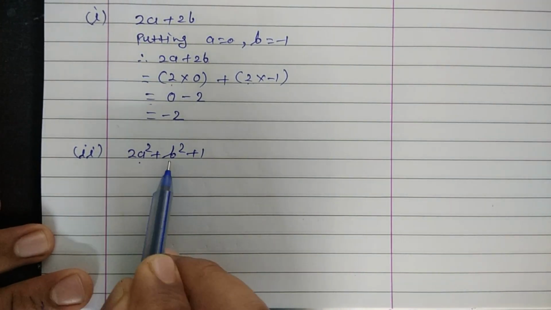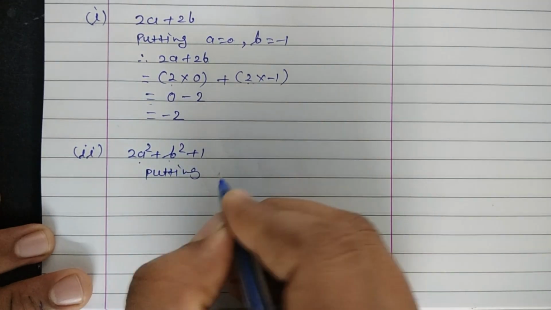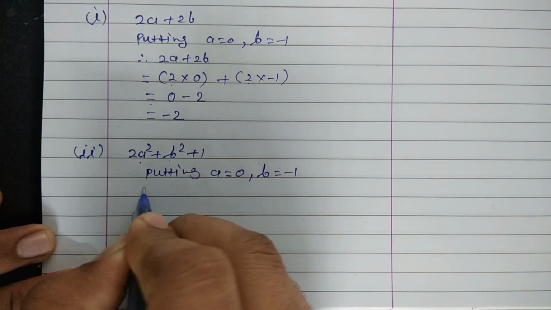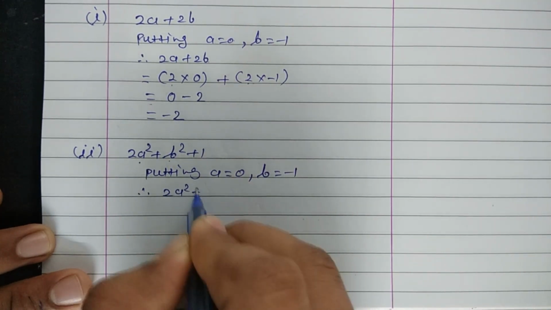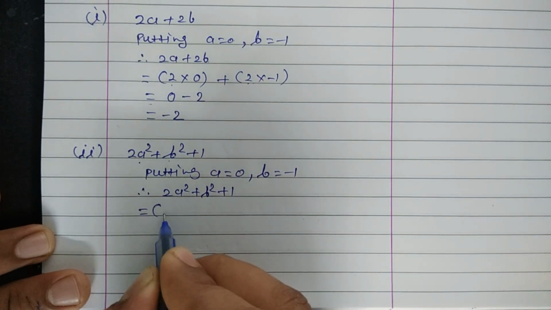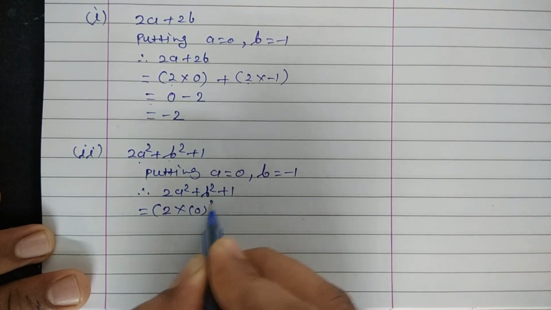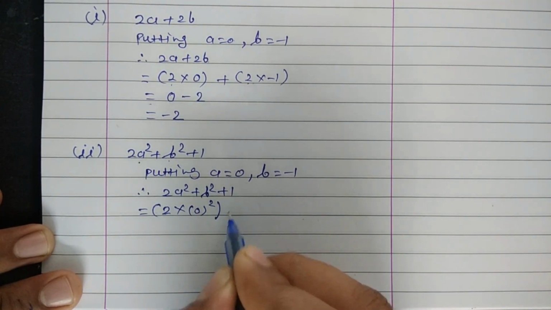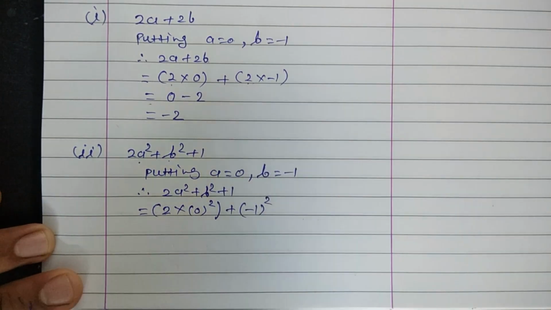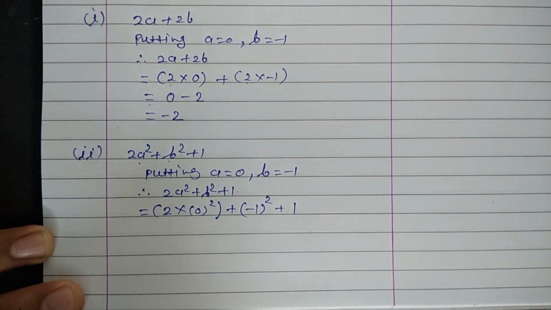Next expression, 2a square plus b square plus 1. Putting a is equal to 0, comma b is equal to minus 1. Therefore, expression 2a square plus b square plus 1 is equal to 2a square, that means 2 multiplied by a square, that is 0 square, bracket close, second term b square, value of b that is minus 1, so it is minus 1 square, and plus constant term 1.